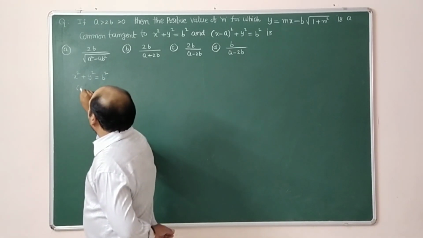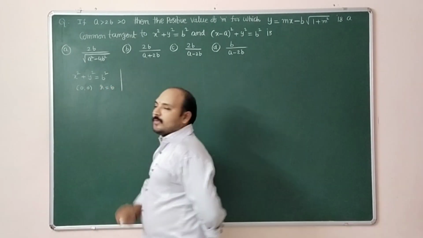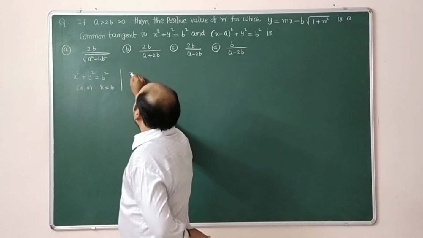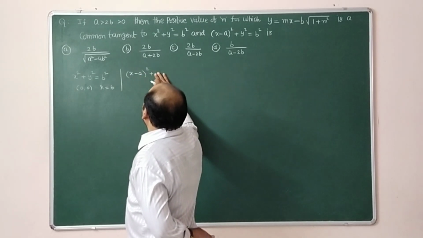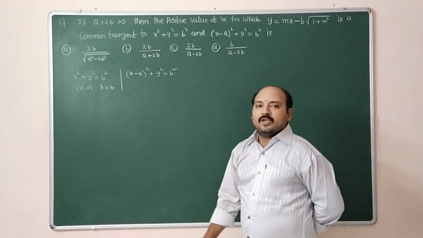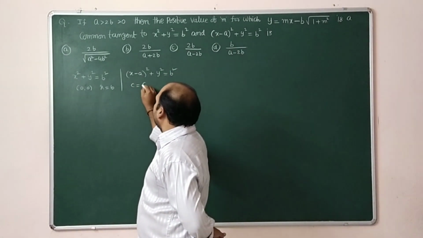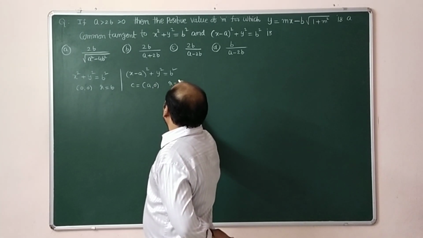So center is 0, 0, radius r is equal to b. Come to the second circle. x minus a whole square plus y minus 0 whole square. That means directly y square is given, which is equal to b square. Here center C is a, 0 and radius r is equal to b.